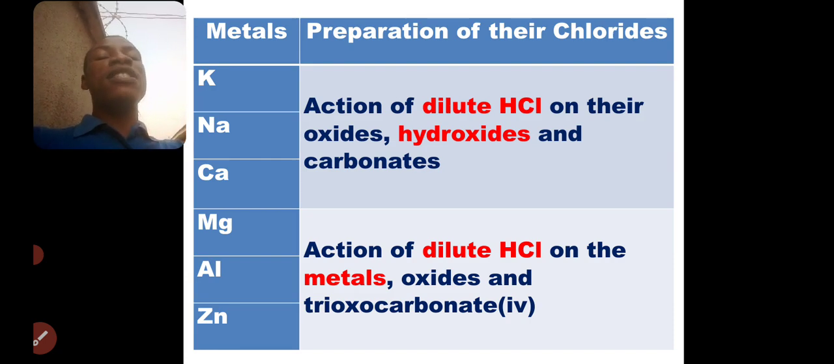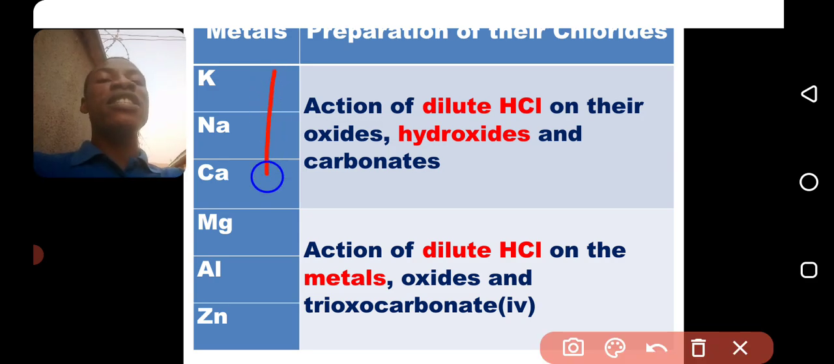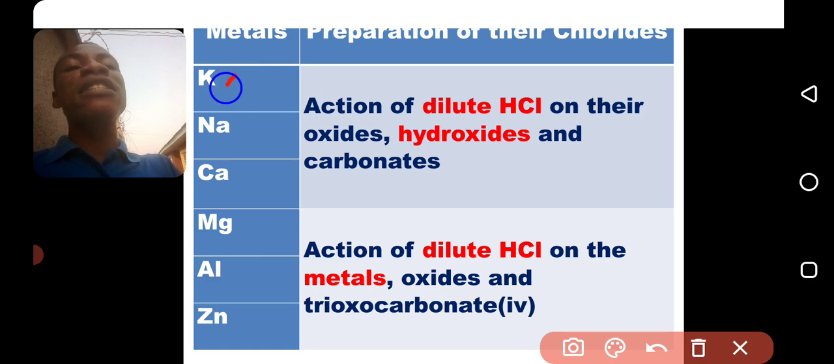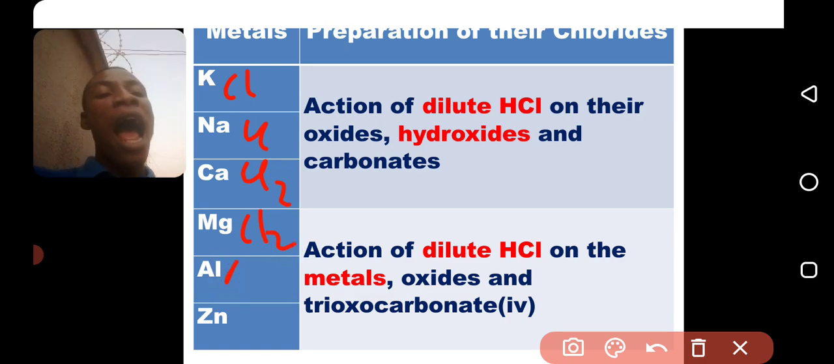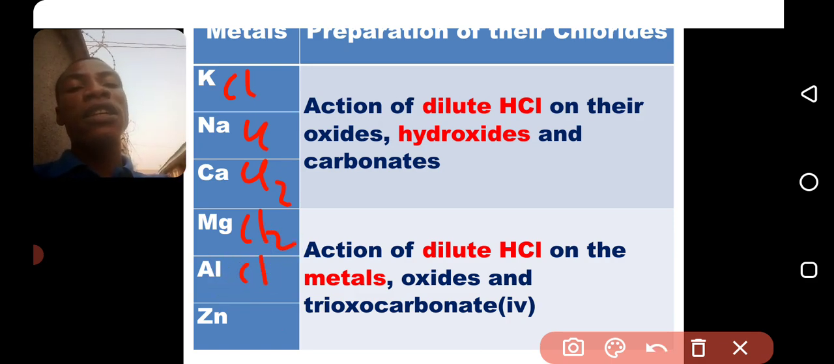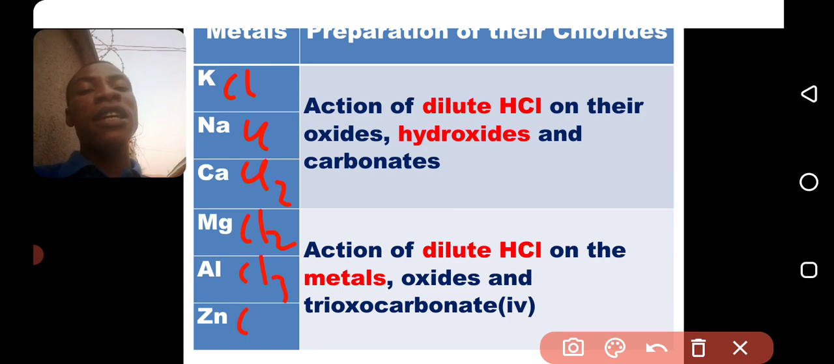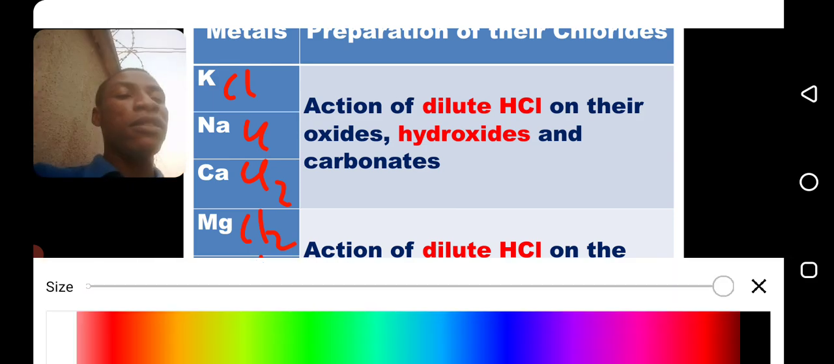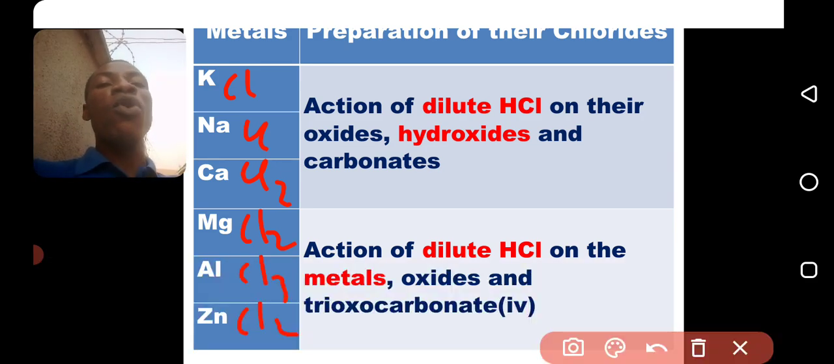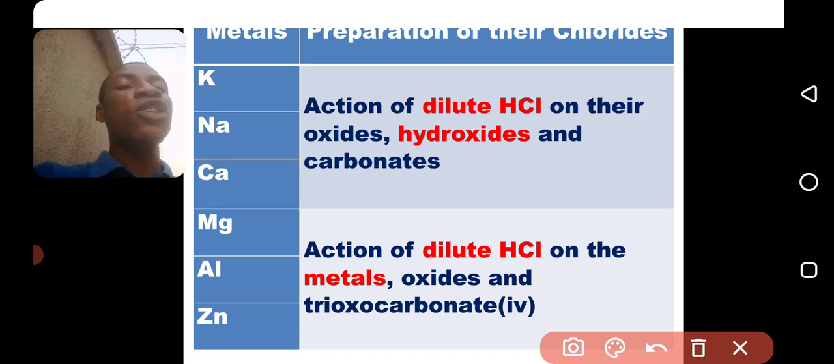As you can see, the table is an arrangement of metals in the activity series. We want to look at the methods for preparing the chlorides of these metals: sodium chloride, calcium chloride, magnesium chloride, aluminium chloride, zinc chloride, like that. So we want to see what method will be used for the preparation of each chloride.